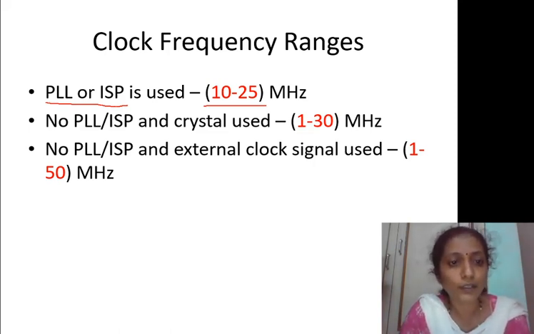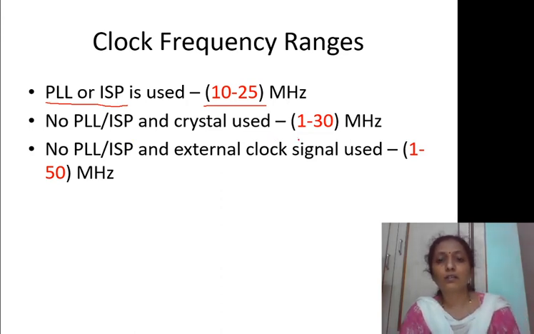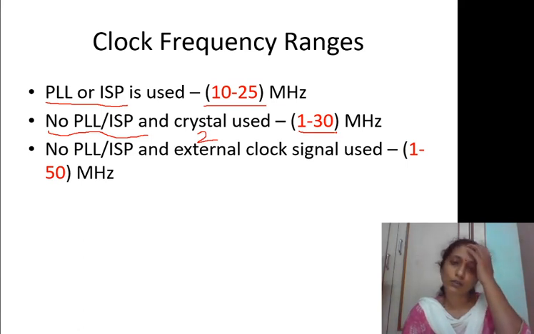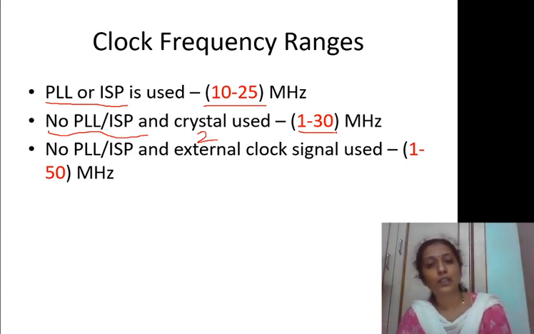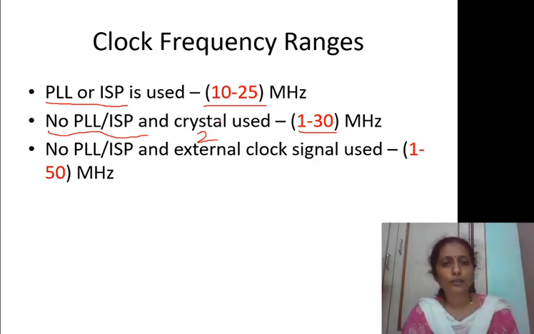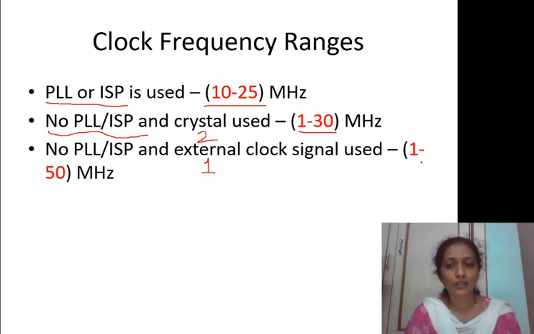Okay, but when no PLL or ISP is used, what will happen? If no PLL or no ISP is used, and you are using the second way, that is, a crystal, then the frequency range is 1 to 30 megahertz. You can use a crystal of 1 megahertz, or maximum a crystal of 30 megahertz. Similarly, if you are not using a crystal, meaning you are using an external clock signal, then the frequency range varies from 1 megahertz to 50 megahertz.